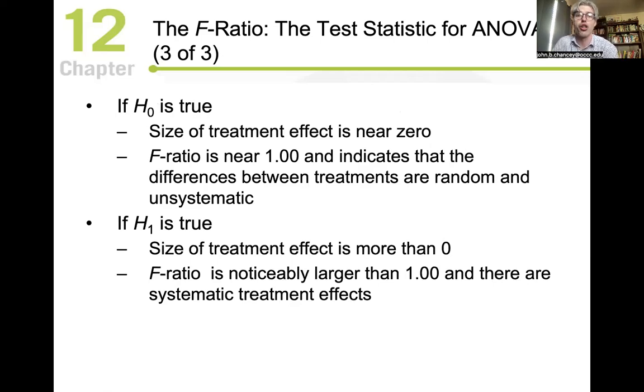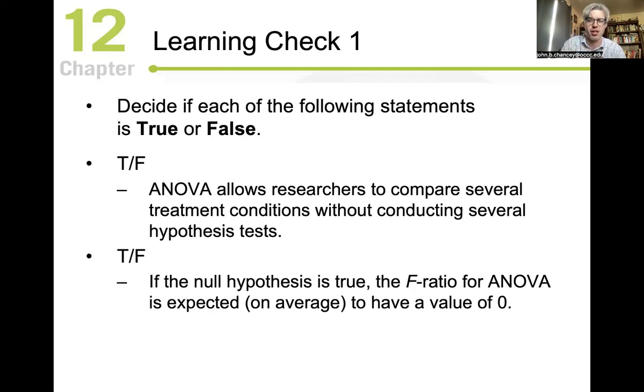So if the null is true, the size of our treatment effect is going to be near zero when we measure eta squared later. Our F ratio is going to be closer to one, indicating that the differences between the treatments are random. The closer it is to one, basically the numerator and denominator are pretty similar, meaning any differences there are just random. If the alternative is true, we're rejecting the null. The size of the treatment effects is more than zero. The F ratio is larger than one, and there are some kind of systematic treatment effects, some significant differences there that we want to evaluate with our post hoc tests.